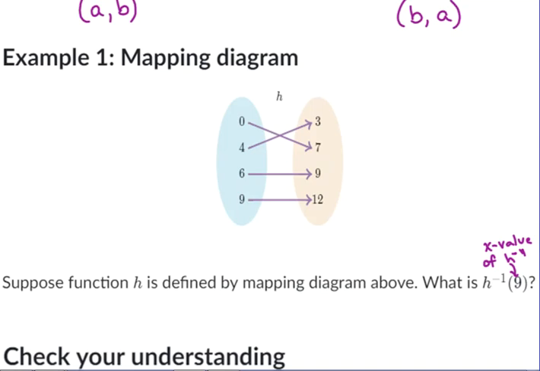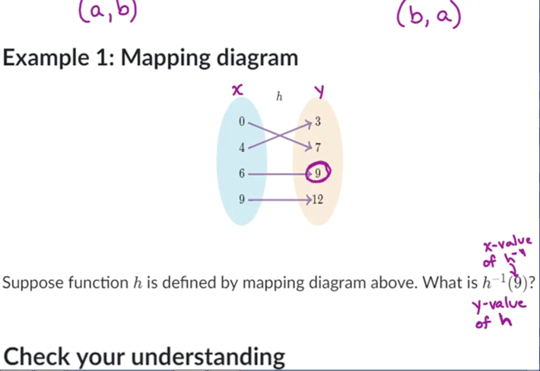So what value would that be on the original? That would be the y value of h. Okay, the x value of the inverse is the y value of the h. So we go to our h function. We've got x's on the left, y's on the right. We look for the y value of the original function. That's the x value of the inverse function.